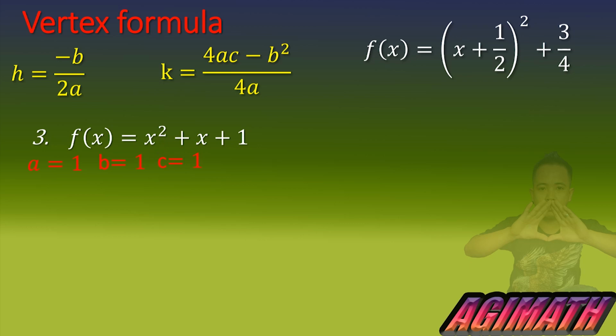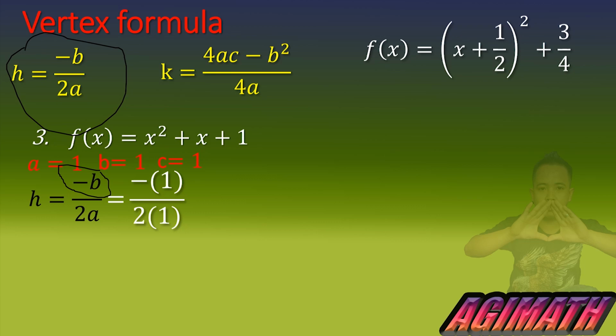Next is to apply the formula. We are going to start with h. H equals negative b over 2a. In doing this, you just have to be more careful with the negative b, because sometimes if the value of b is negative, you are going to forget to write negative times negative, and that will make your answer wrong. So just follow the formula. We will have negative, and the value of b is equal to 1, and on the denominator we have 2 times 1, so that is 2 times a.